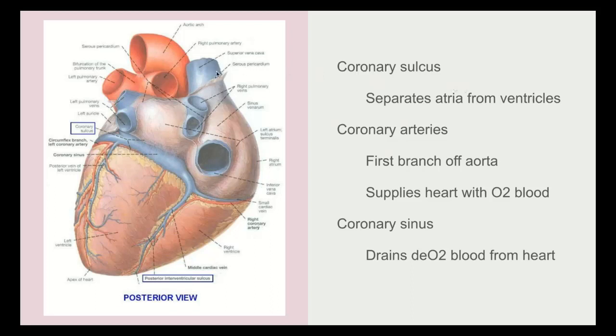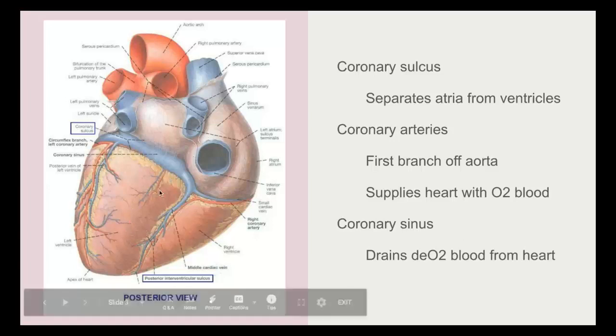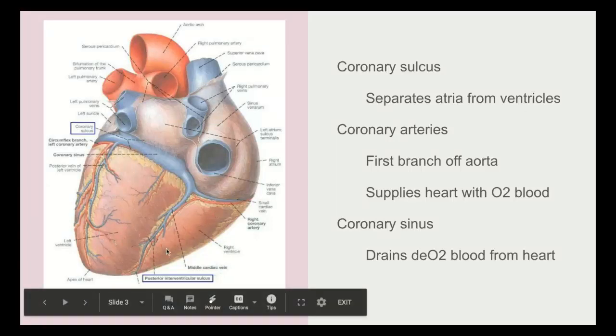Continuing on with our terms, we have the coronary sulcus. The coronary sulcus is going to be this somewhat deep groove, or shallow depression, on the posterior surface of the heart. And that's going to be separating the atria from the ventricles. So the ventricles are lying down here and the atria are lying up here on top.